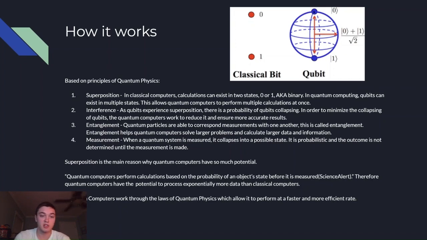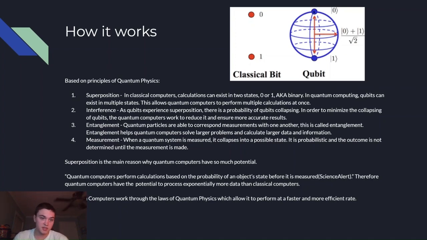The last principle is measurement. When a quantum system is measured, it collapses into a possible state. It is probabilistic, and the outcome is not determined until the measurement is made. Superposition is the main reason why quantum computers have so much more potential compared to their classical counterpart. Quantum computers perform calculations based on the probability of an object's state before it is measured. Therefore, quantum computers have the potential to process exponentially more data than classical computers.